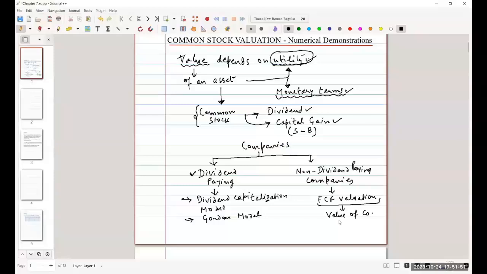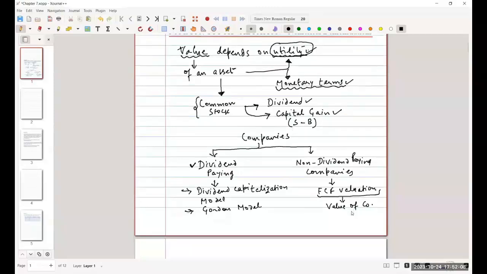Isn't that right? So you can divide the total value into a per share value simply by dividing the total value by the number of outstanding shares of the company. We will tackle one such problem tonight when we get to that point. Right.